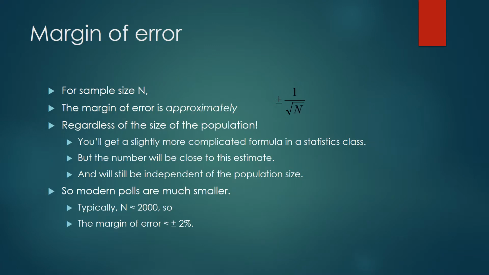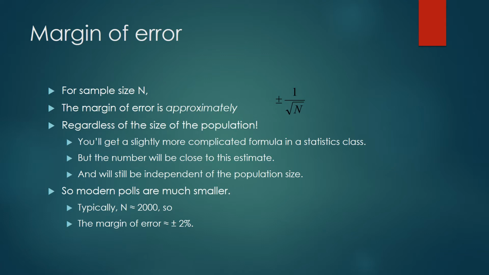So you might ask, what is the margin of error? Well, the margin of error, remember I used that word approximately. Well, the margin of error for a sample size n is approximately equal to plus or minus 1 divided by the square root of n. Notice that's an approximation. If you take a statistics course, you're going to get a more complicated formula. But the number you'll get is always going to be pretty close to that. So this is going to get you in the ballpark, right? You can look at the more complicated expression in statistics class.